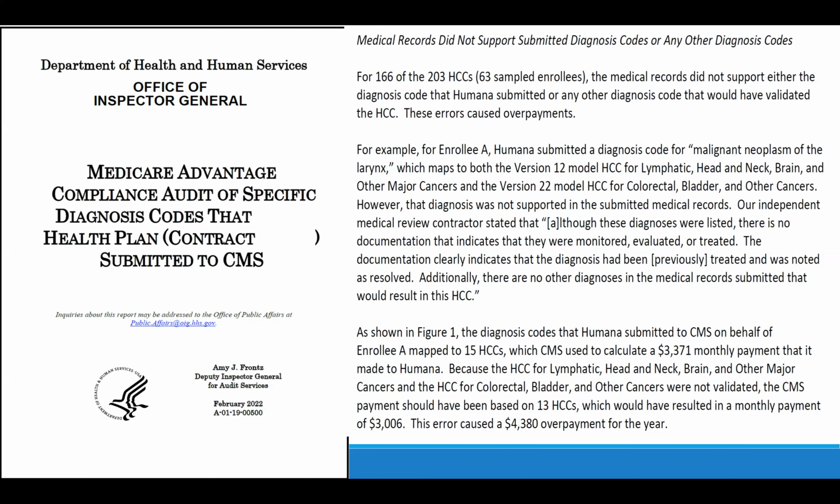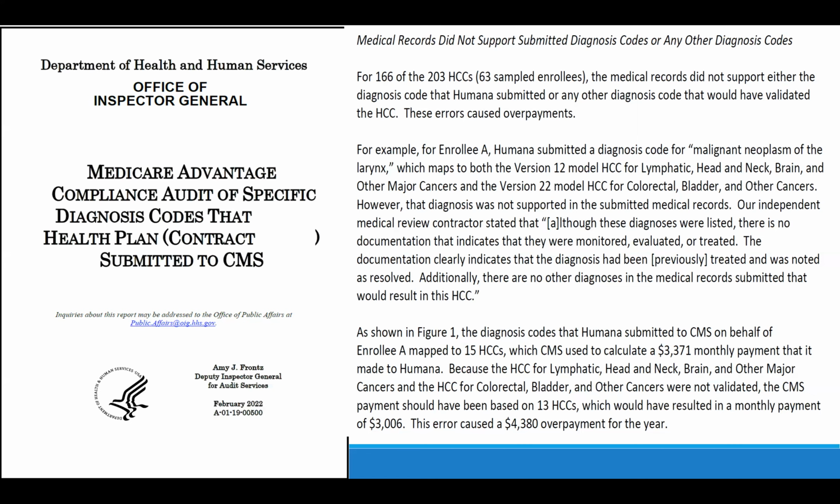A patient who has a particular cancer, if they have been treated and are in remission, and I really don't like using the word cured when it comes to cancer, just because I don't believe that is a term that could ever be used with 100% confidence. But if the cancer is no longer active, then it will not qualify for an HCC.